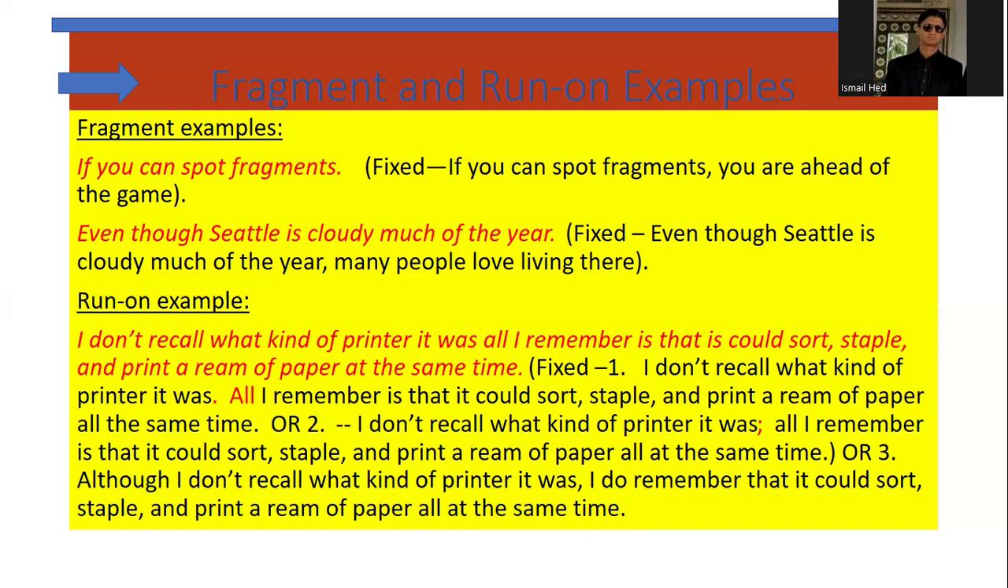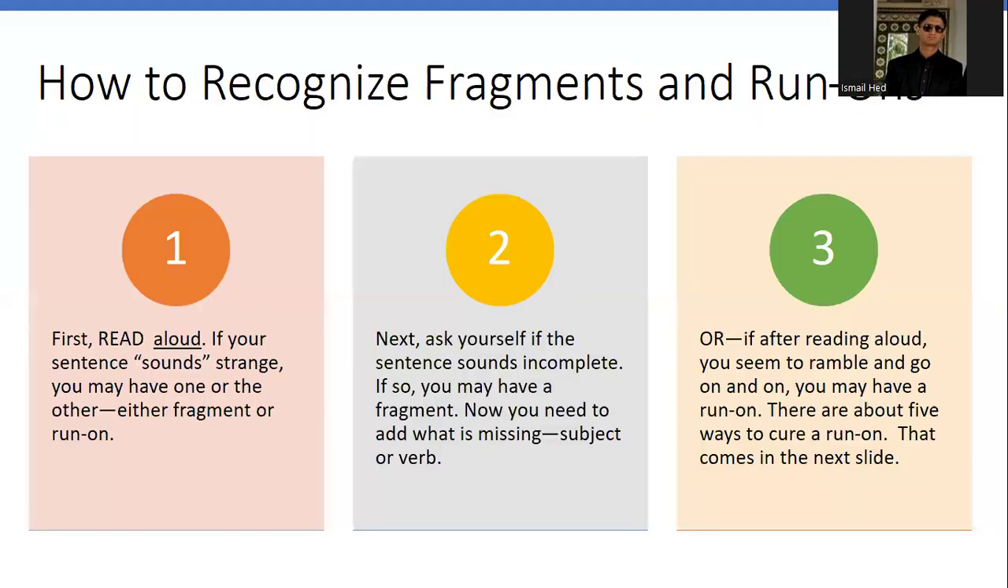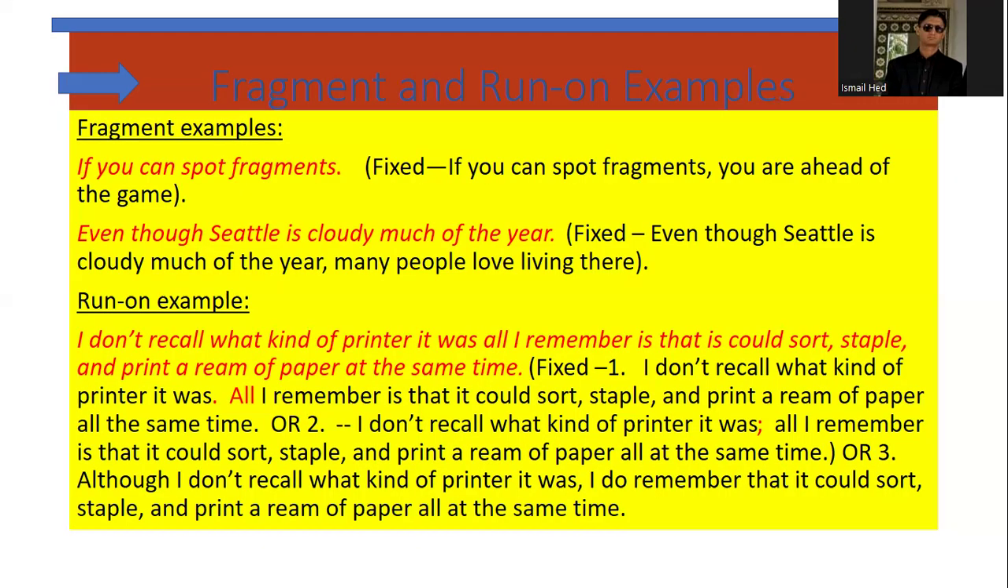So let us fix this particular example. "I don't recall what kind of printer it was." So here a full stop is there. "All" would start with a capital A. "All I remember is that it could sort, staple, and print a ream of paper." Example number two: "I don't recall what kind of printer it was; all I remember is that it could staple, sort, and print." Here you can see the semicolon is used. So in the first example, it was the full stop and the capital letter that was missing, whereas in the second correction, it was the semicolon that was missing.